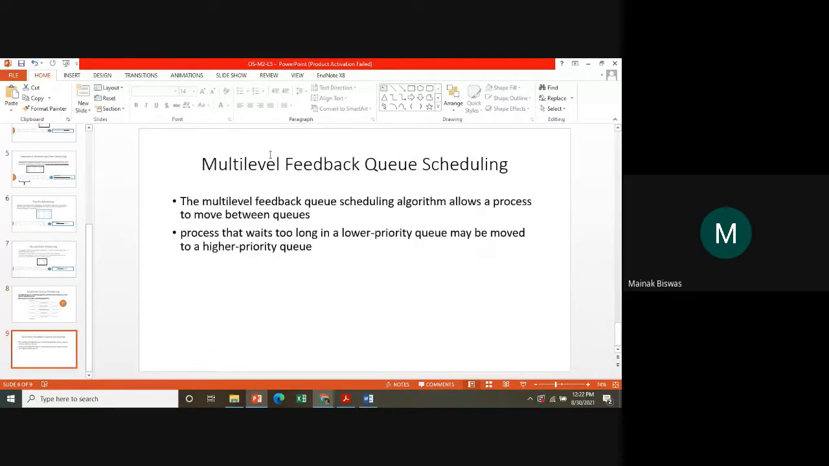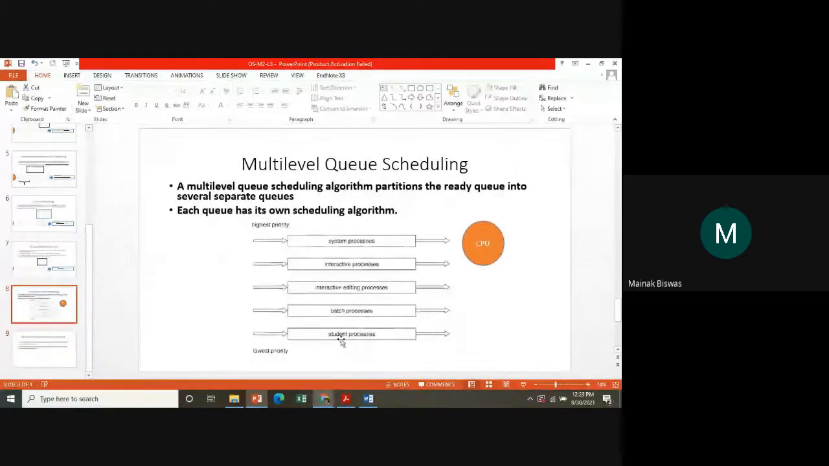There is something called the multi-level feedback queue scheduling. In the multi-level feedback queue scheduling, what happens? It allows a process to move between queues. Supposedly, if a student process waits for a certain period, its priority is increased, so it can be included in the batch processes. If it waits some more time and doesn't get the CPU, its priority is increased again and it goes into the interactive editing processes.